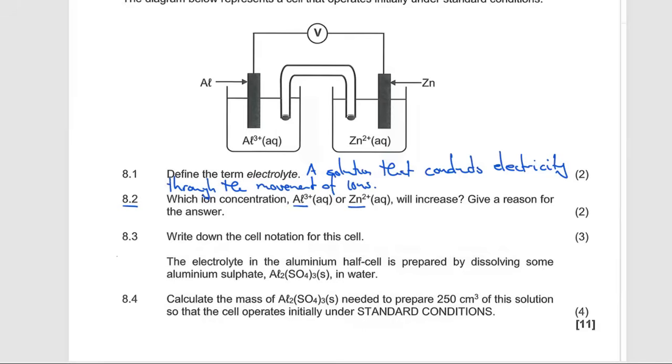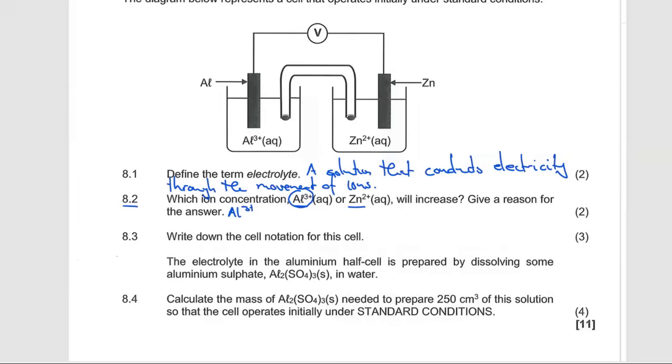Then moving to 8.2, it says which ion concentration, Al3+ or Zn2+, will increase? Give a reason for the answer. In terms of this, I'm going to say Al3+ is our answer, aluminum 3 plus. So it will increase.